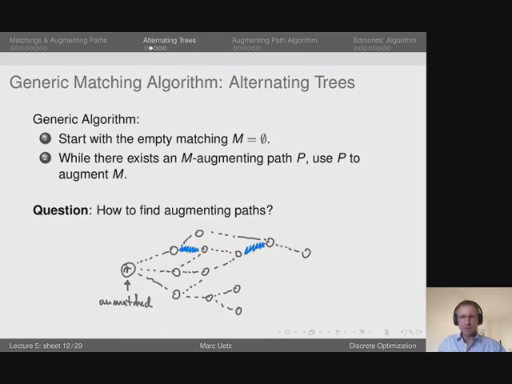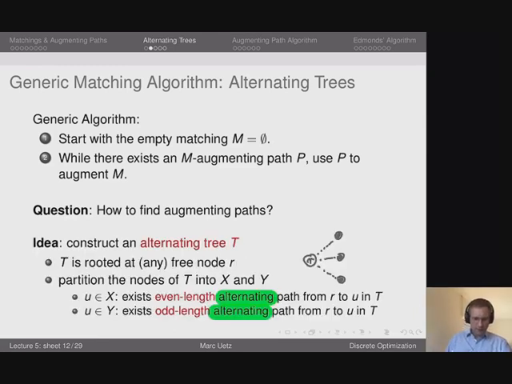Okay. In comparison to the breadth first search algorithm, where we always scan the whole neighborhood, we only have to be a little bit more careful, because actually we are not interested in any path from this node to that free node, but we are only interested in M alternating paths. So we only want to find this one. That is the little twist that we have to add to the breadth first search algorithm in order to make sure that all the paths starting from R will exactly represent alternating paths and not just any path. And to that end, we use the idea of so-called alternating trees.